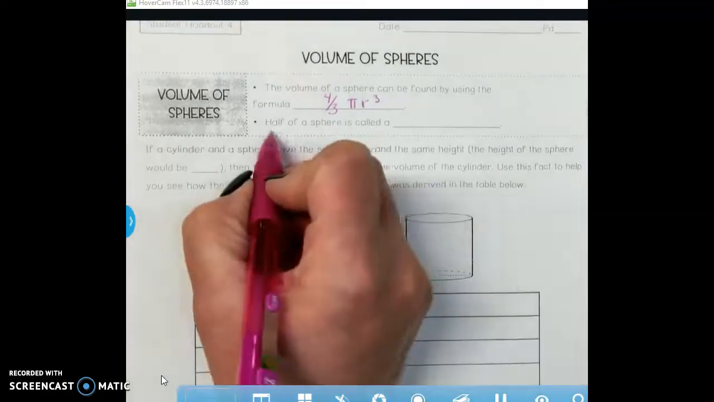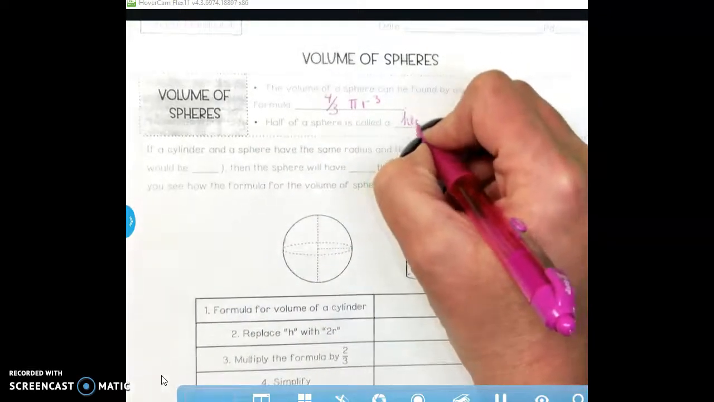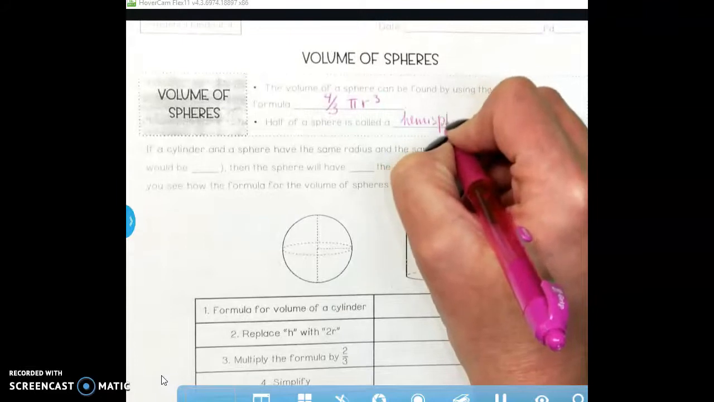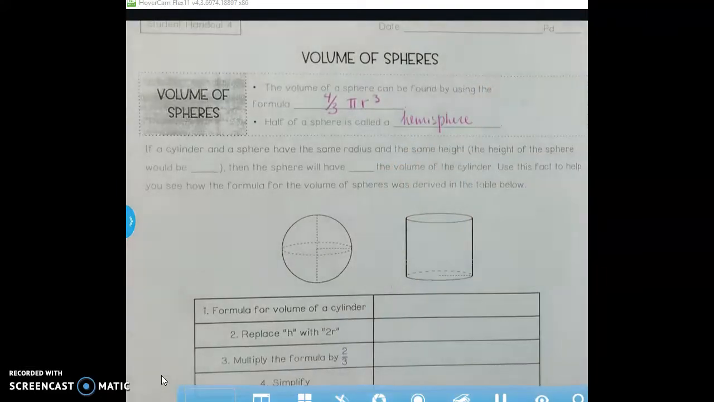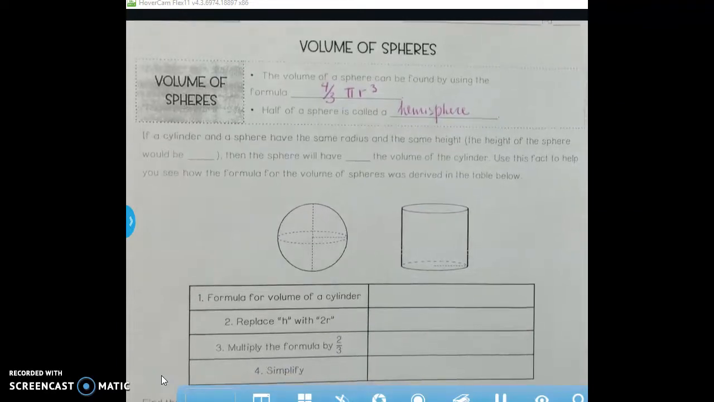I do want to make sure that we know if we have half of the sphere, we call it a hemisphere. And just like with a semicircle, we'll be dividing the volume by 2 if necessary.